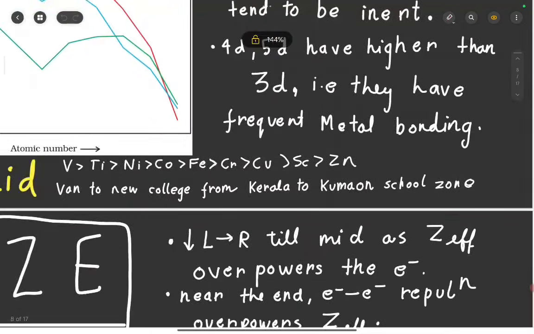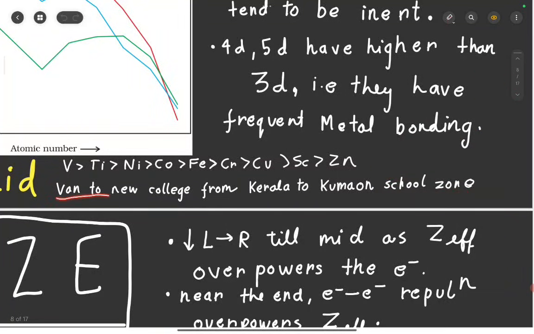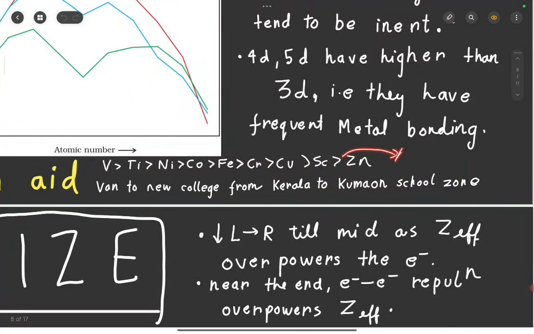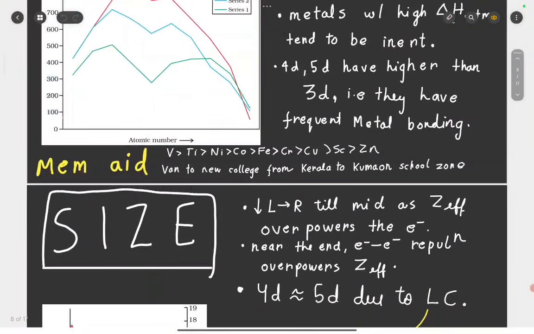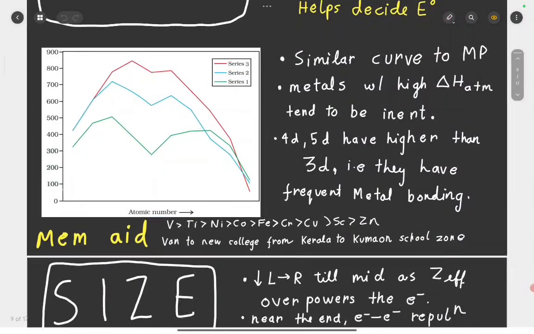So the mnemonic is you have gotten a new college. You live in Kerala. I don't know how to draw Kerala. This is Kerala. And you get a new college in Kumau. Kumau is basically a hilly area. Okay, so you are going there via a van, and basically this is a complex where a lot of college and school is there, but we call it the school zone. Okay, so van to new college, van to new college from Kerala to Kumau school zone. Okay, and remember manganese is here, like before zinc but after scandium. So this is our memory aid for the enthalpy of atomization. This isn't as important as the atomic radii, but still remember it.